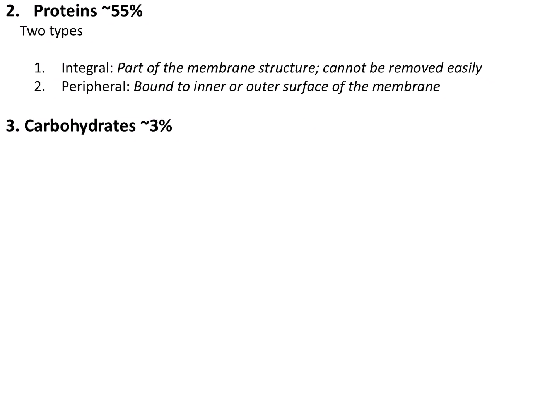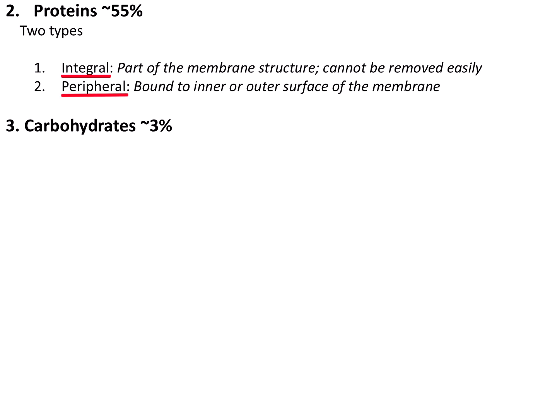55% of the plasma membrane is made of protein. There are two types of proteins found in the plasma membrane. Integral proteins are part of the membrane structure and cannot be easily removed from the plasma membrane. As we will discuss later, these proteins are important for cellular transport. The peripheral proteins are bound to either the inner or outer surface of the plasma membrane.